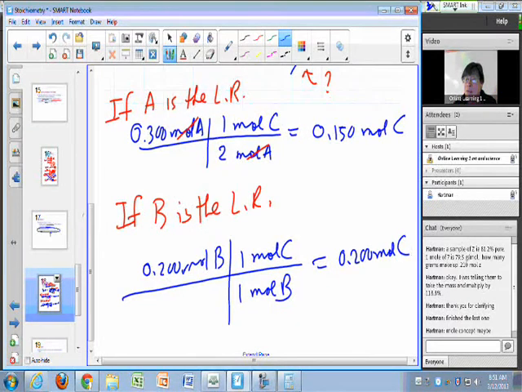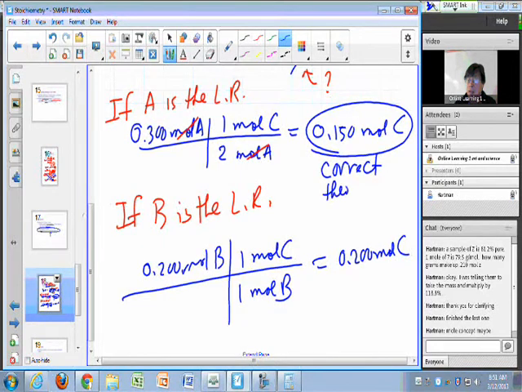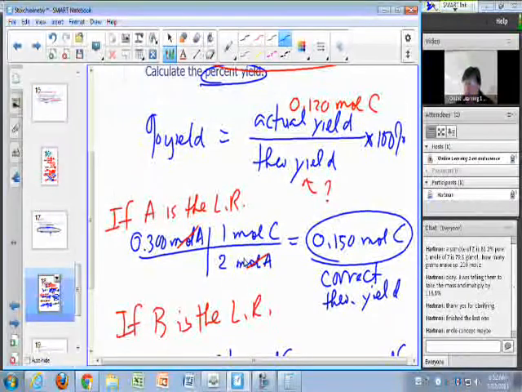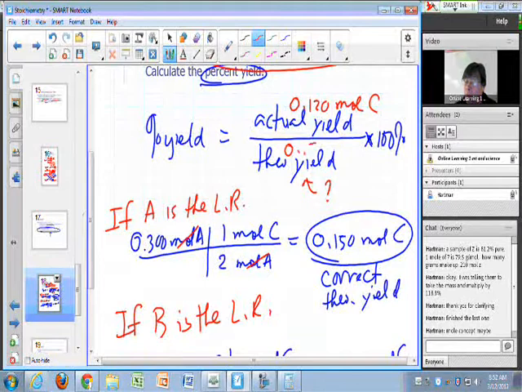Okay, remember we said earlier, you make two assumptions about what the limiting reactant is. The one that gives you a smaller theoretical yield is the one that gives you the correct theoretical yield. So this is the correct assumption. This is the correct theoretical yield. By the time you make 0.15 moles of C, all of the A would be gone. You cannot make more than that. Okay? So your theoretical yield is 0.15 moles of C.